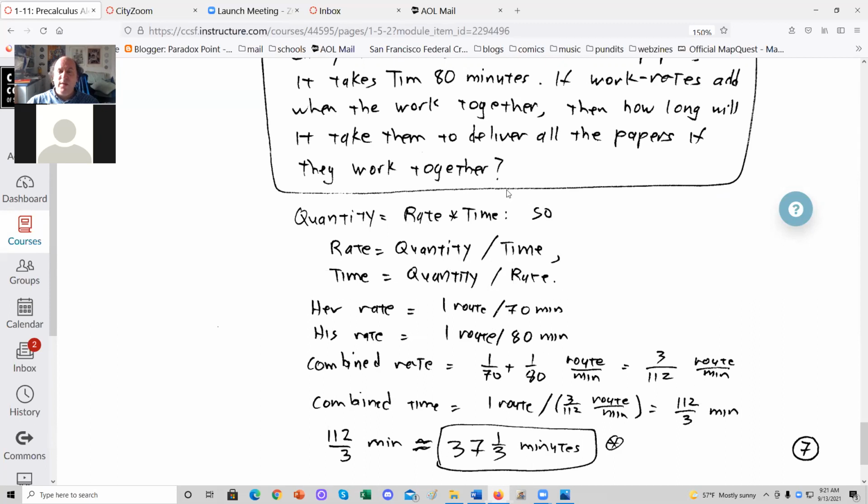And so if their work rates add, the combined rate is 1/70th plus 1/80th of a route per minute, which after a bit of arithmetic comes out to 3 over 112 of a route per minute. That's the combined rate. The combined time is 1 route divided by the combined rate. 1 route divided by 3 over 112 route per minute comes out to 112 over 3 minutes, or in other words, 37 1/3 minutes.